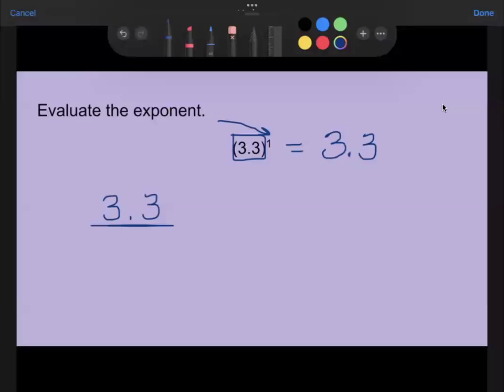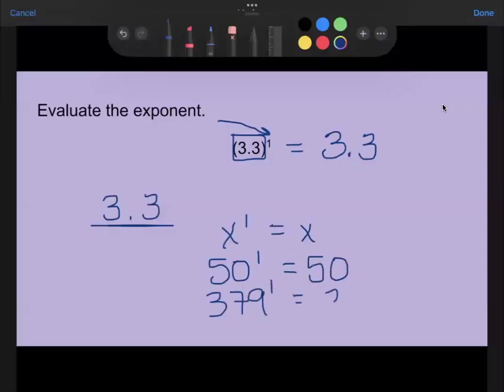That would be true of any base to the first power. If you have x to the first power, your answer is going to be x. If you have 50 to the first power, your answer is going to be 50. If you have 379 to the first power, your answer is going to be 379. So any base to the first power is just that base.